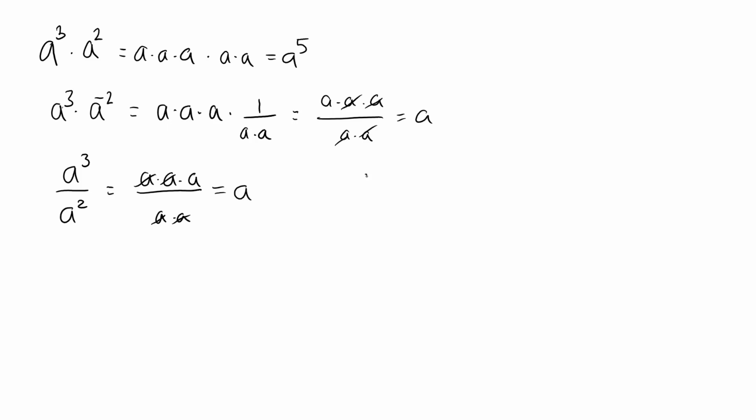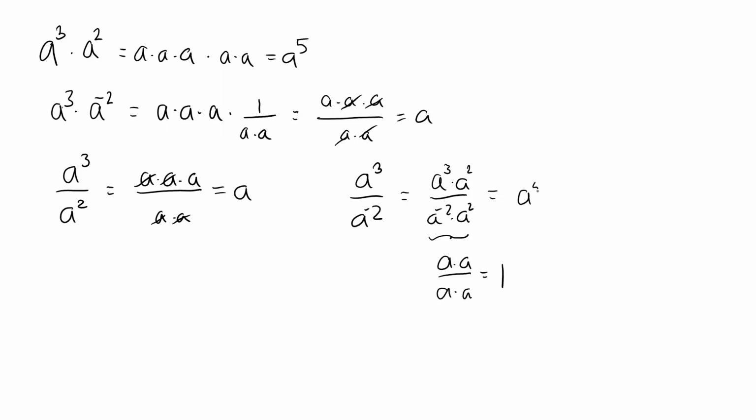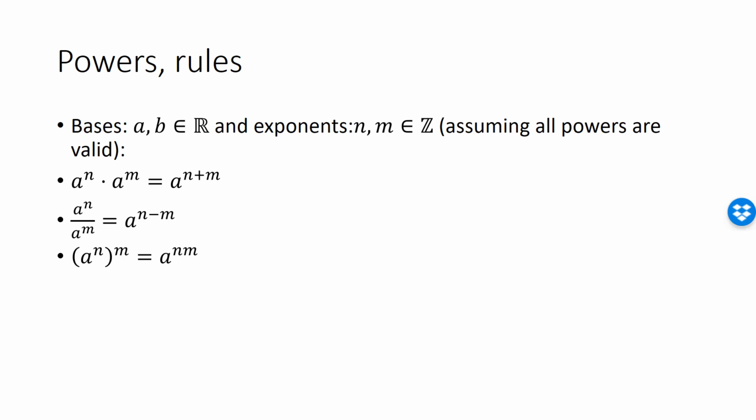For example, a to the 3 divided by a to the minus 2. If I multiply both sides by a squared, then a to the minus 2 multiplied by a squared is a times a divided by a times a, which is 1. Thus, the result is a to the 5, which is what we get from the power rule, as 3 minus negative 2 is 5.